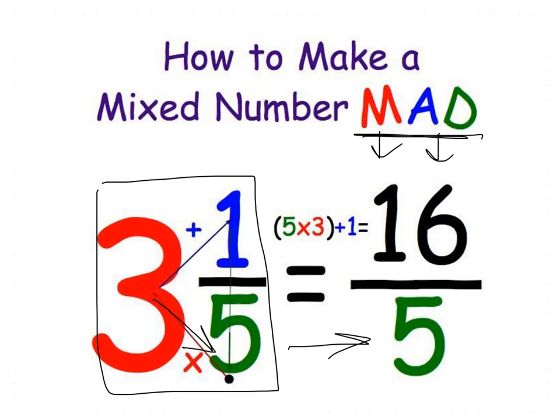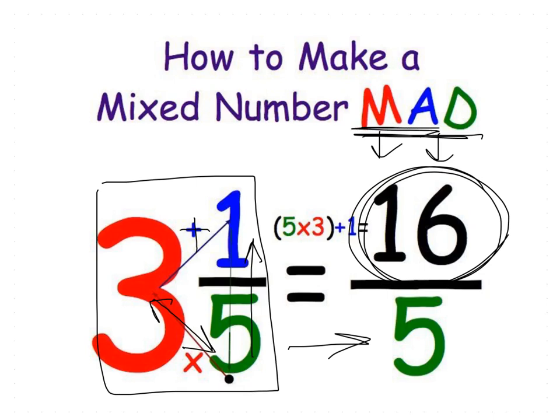Multiply, check how to multiply. I'm multiplying the whole number by the denominator. 3 by 5 is 15. This is multiplying. Then add. 15 plus 1 is 16. This is my new numerator. So MA for the numerator, and then keep the denominator as it is. 5 in here, so it's 5 in here. Let's check another example.